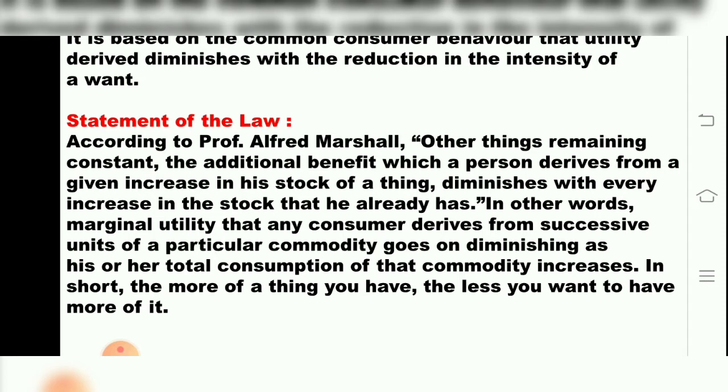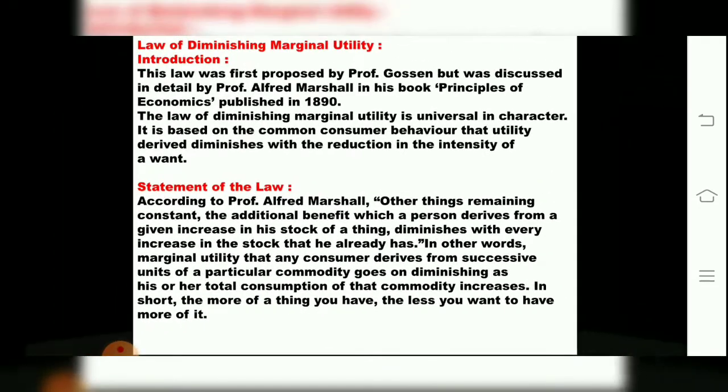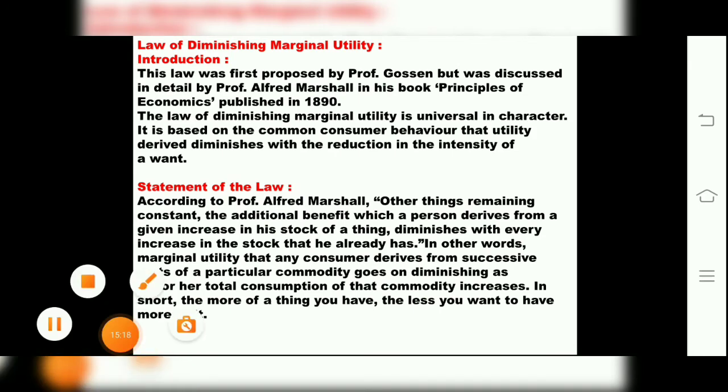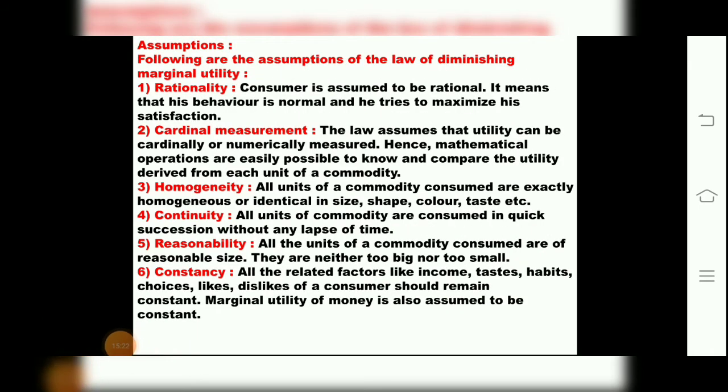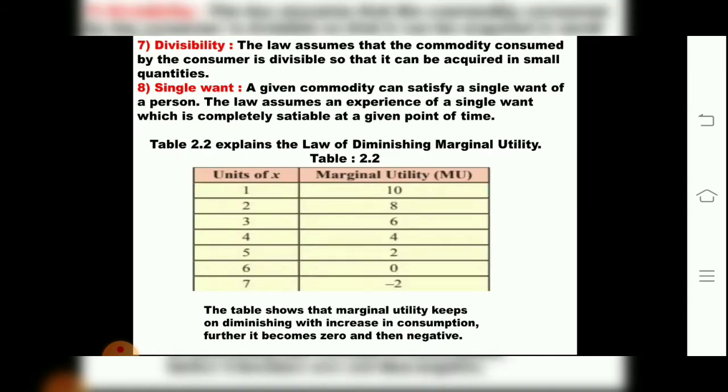So, in short, what they have told is: the more things you purchase, the less you demand. It goes on diminishing. The more you are satisfied with it, children, the more your demand goes on diminishing for that particular commodity. You are satisfied, so you don't ask again and again. So it comes in a negative way, children. So this was what is related to the law of DMU. Now we'll see the table. Assumptions we will see afterwards, children.